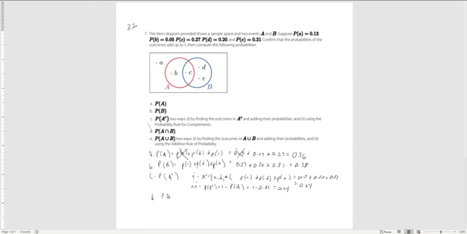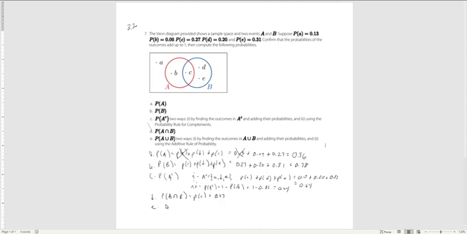So now the probability of A intersect B. We look there at the probability of A intersect B. Those two events, the outcome that's in both of those events is C. So that's the probability of C, which equals, just run off the list there, 0.27. That's a given.